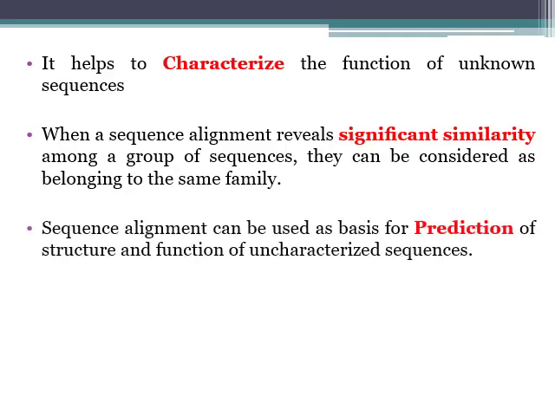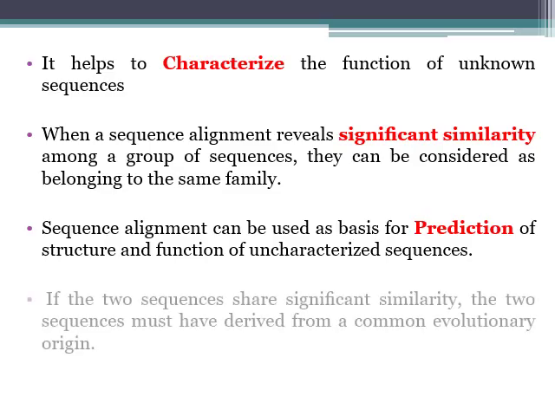Sequence alignment can be used as a basis for prediction of structure and function of uncharacterized sequences. So again, if the unknown sequence is matching with some known sequences, and for the known sequence you know its structure and function, then we can simply predict the structure and function of that unknown sequence because it is sharing some significant sequence similarity with the known sequences.